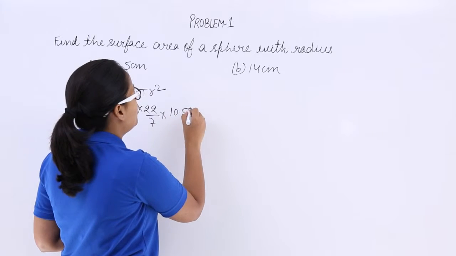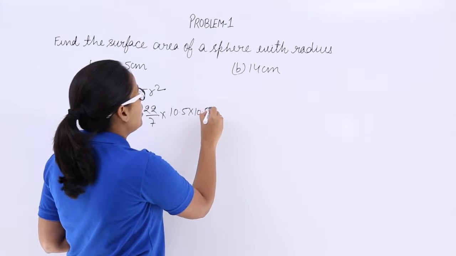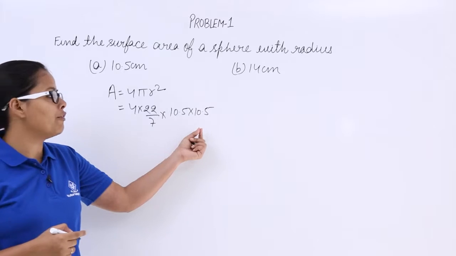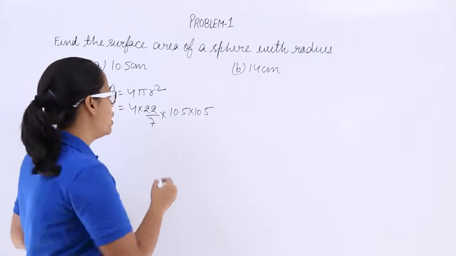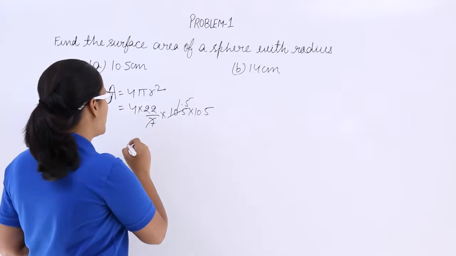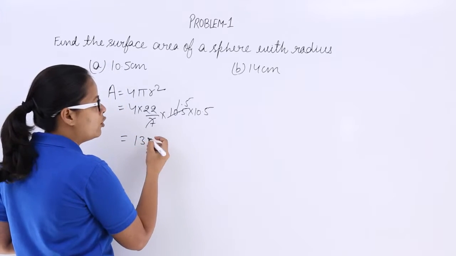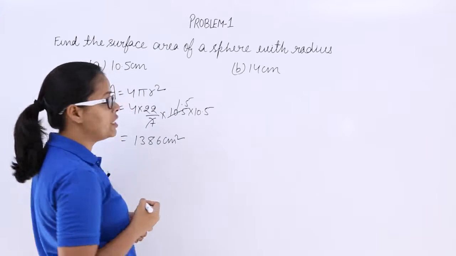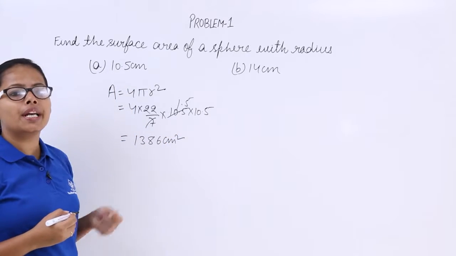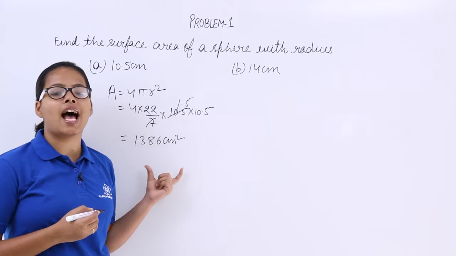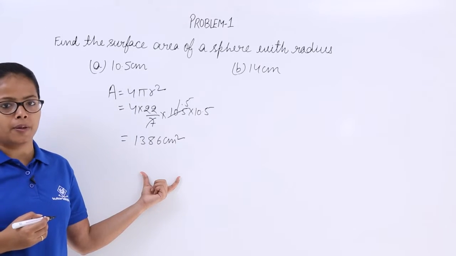Now let's put the value of r. As this is r square, we are using r 2 times. So 10.5 into 10.5. Now what you will do? Let's cut this value. So this will be 1.5 and what we will be getting? You will be getting 1386 centimeter square. After evaluating this expression, you will be getting 1386 centimeter square as the area of a sphere.